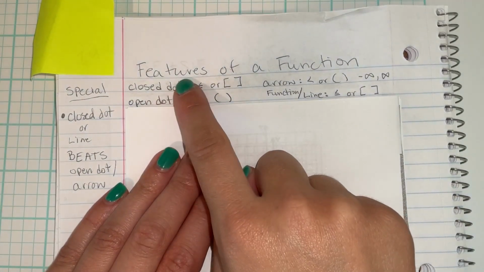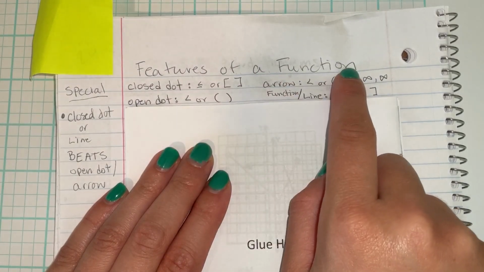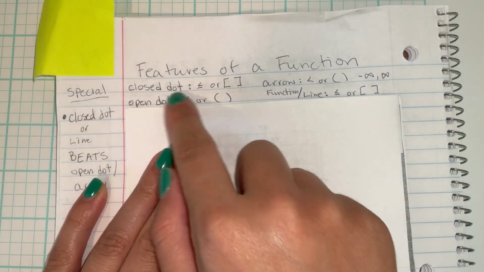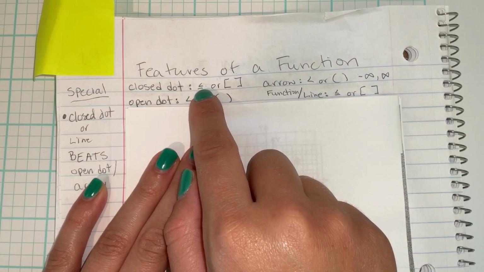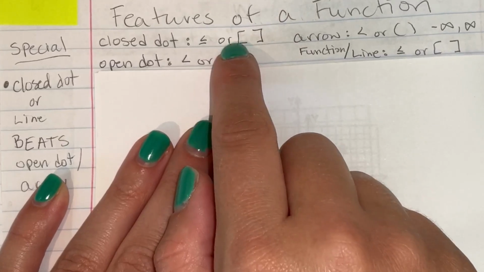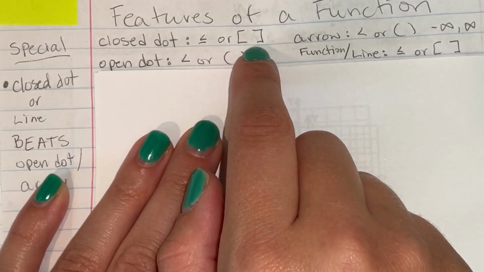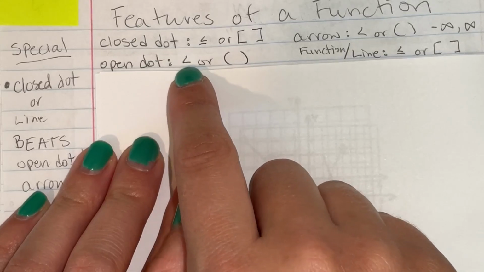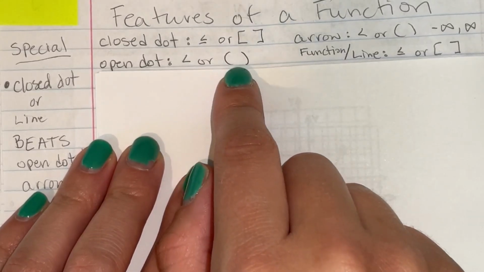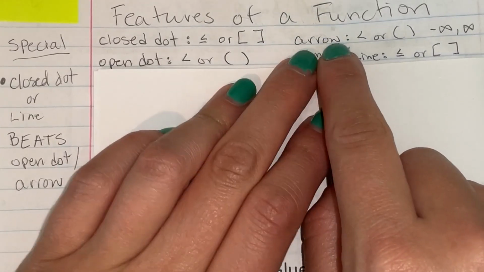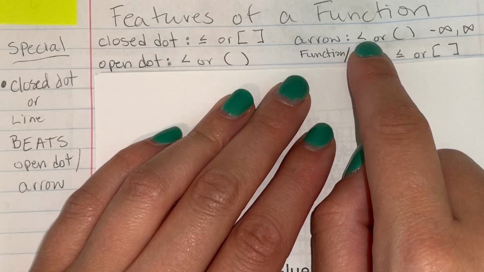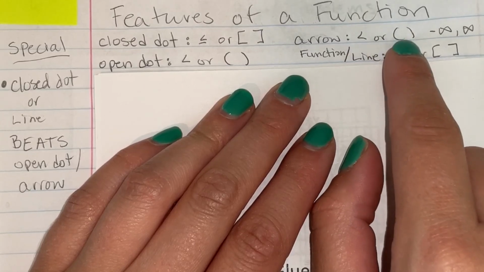Okay, so this next page is going to be called Features of a Function. What I want you to do is write in your notebook: closed dot is either an inequality with a half equal sign or square brackets. Open dot is an inequality without an equal sign or round brackets. An arrow you're going to use with an inequality without an equal sign or round brackets.